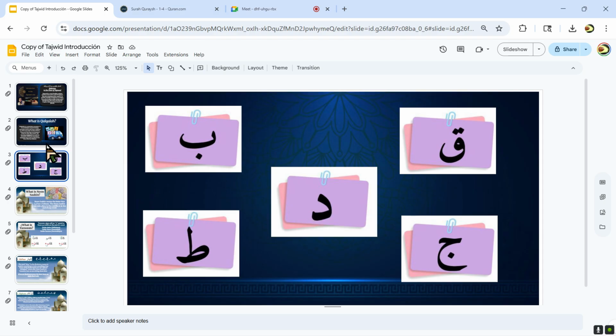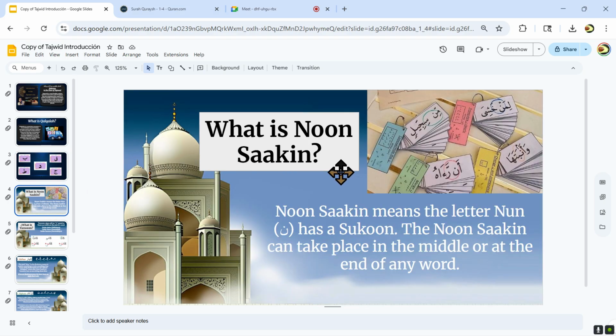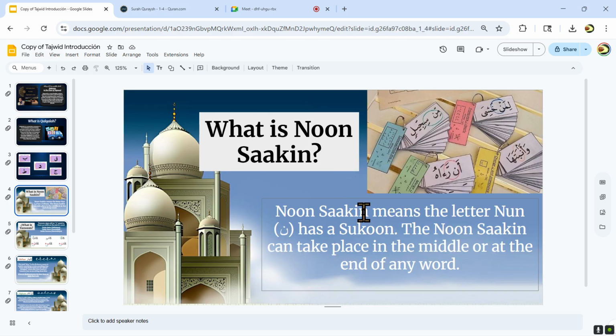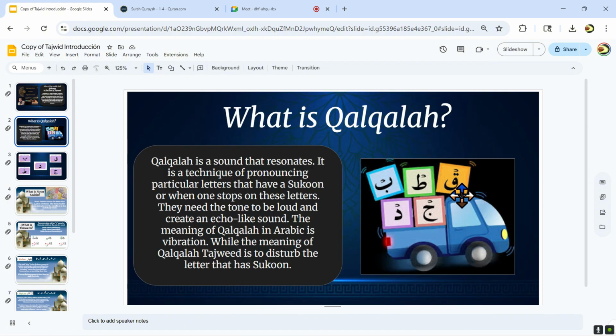Right. Let's continue. What is nun sakin? Nun sakin means the letter nun has a sukun on it. So the sukun is the little symbol on top of the noon. Okay, let me backtrack. The sukun is this symbol right here, the little backwards c. And then sakin means the letter has sukun. That's what that means. In these examples up here, the qaf is sakin, the ta is sakin, the ba is sakin, which just means that the letter has sukun.